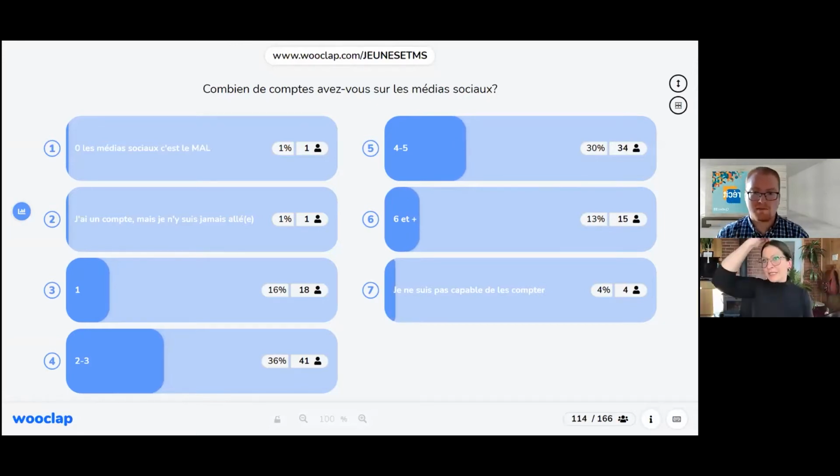If you use your phones, don't forget to validate, otherwise your responses won't go through. A lot of people are saying 2, 3, that seems to be the majority, but that's closely followed by 4, 5. It's close.